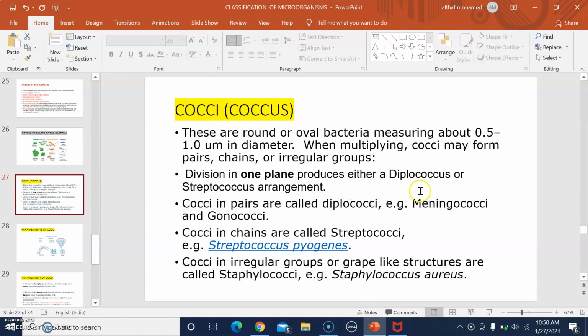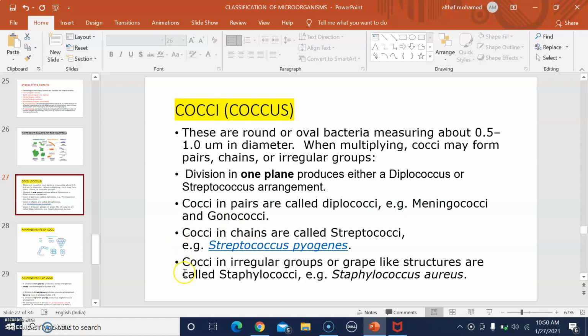An example for diplococci is meningococci or gonococci. Cocci arranged in chains are called streptococci, and an example of this bacteria is Streptococcus pyogenes, which is responsible for causing sore throat, throat infections.